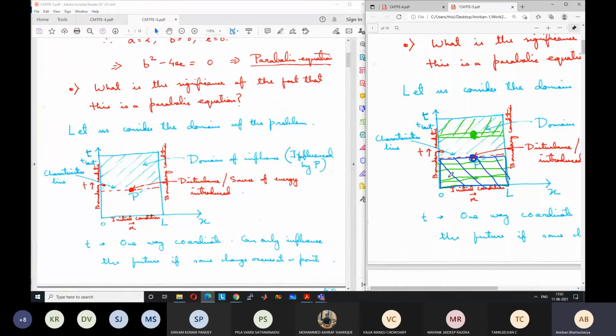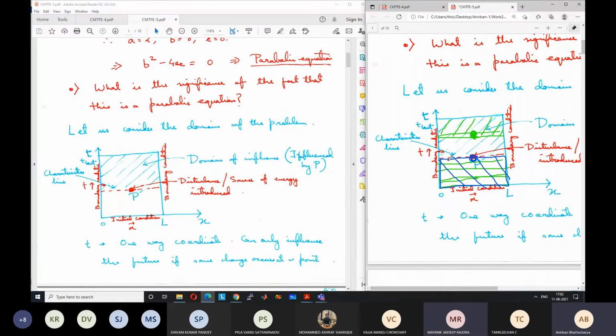And the domain of influence of P is where P influences the values, ahead of this characteristic line. So this characteristic line divides, in this case, the domain of dependence and the domain of influence. Is this clear? What is domain of dependence and what is domain of influence?